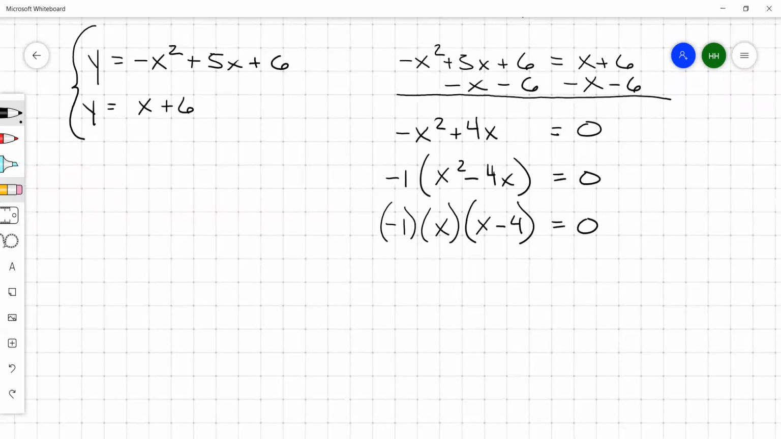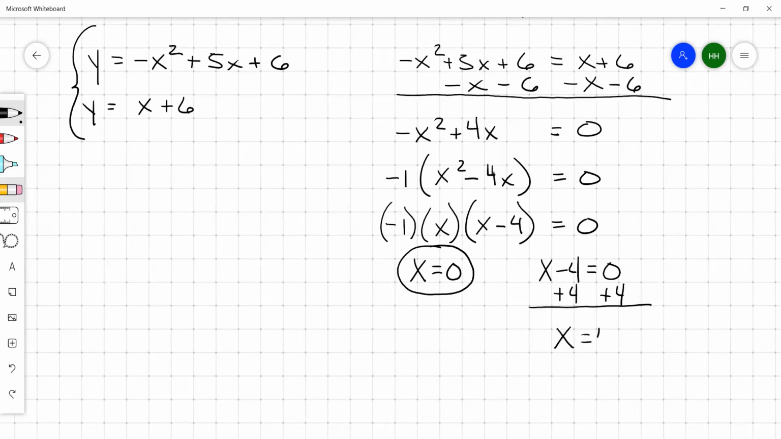So now you take your factors, you take your x, make it equal to 0. And your x minus 4 equal to 0. This portion's done. And on the right, you add 4 to each side. So those are your two x values at the points of intersection.